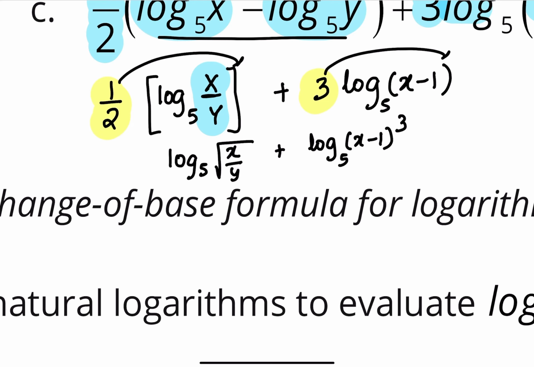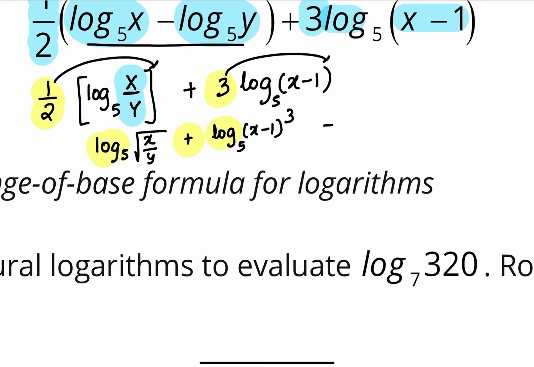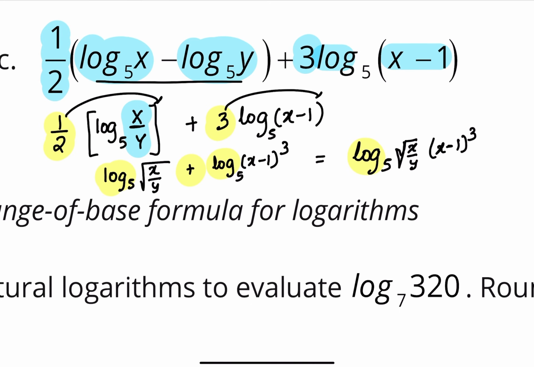And now do I see an addition? Addition of logs becomes multiplication, and a double log becomes a single log. So this now becomes log base 5 of radical x over y times x minus 1 cubed. So double log becomes single log, addition becomes multiplication. Again, pause and see if you understand, and then move forward.